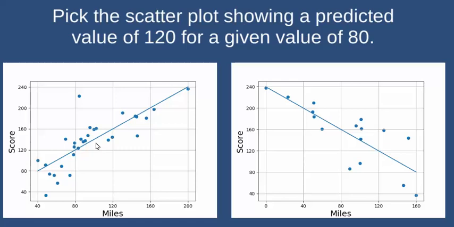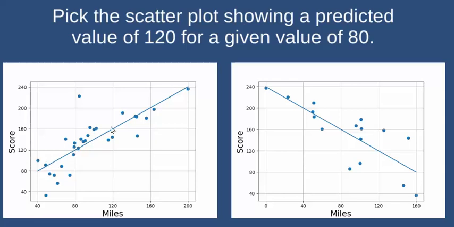On the scatter plot over here on the left, if the person hypothetically drove 80 miles, the predicted Y value would be 120. So in this case, for a given value of 80, the predicted value would be 120. This scatter plot here on the left would be the correct answer.